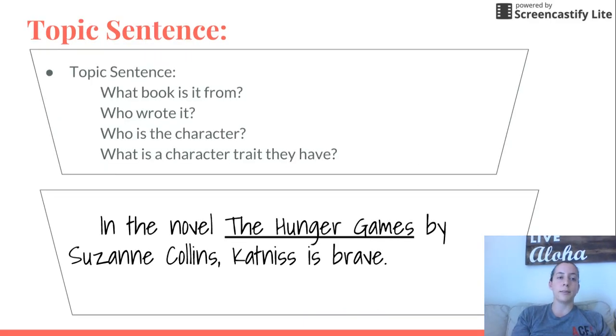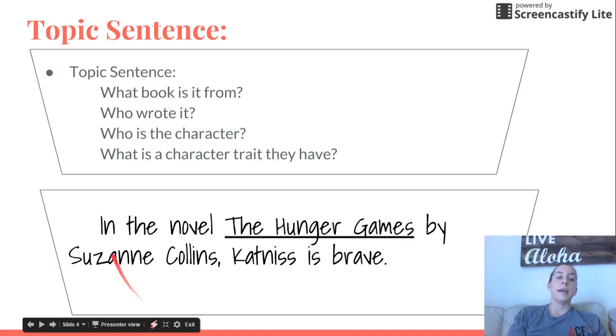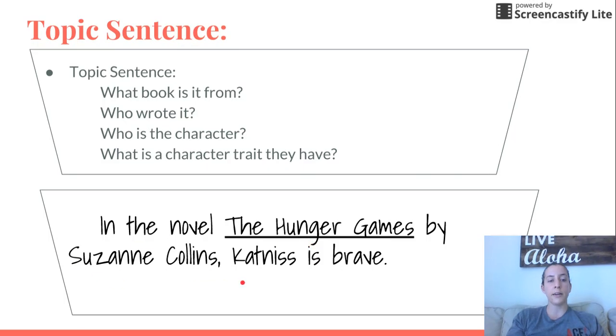So the very first box is this little trapezoid, and it represents the topic sentence up at the very top. In the topic sentence of your paragraph of your character analysis, you're going to introduce the character, tell us what book it's from, who wrote it, and the character trait that they have. The example I'm going to use for this whole video is Katniss from the Hunger Games. So here you can see, in the novel The Hunger Games, so I'm using the title, by Suzanne Collins, there's the author, Katniss, that's the character, is brave. So you can go ahead and pause this video and make your own topic sentence.